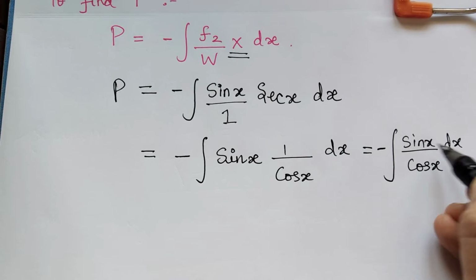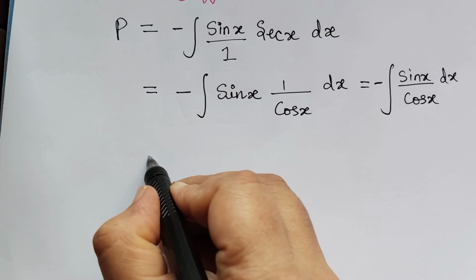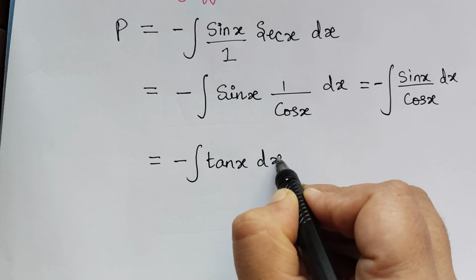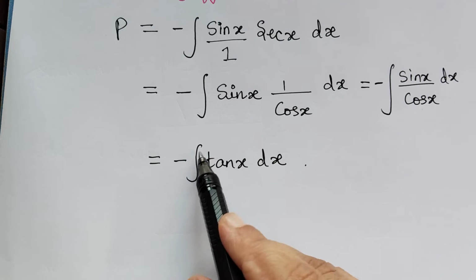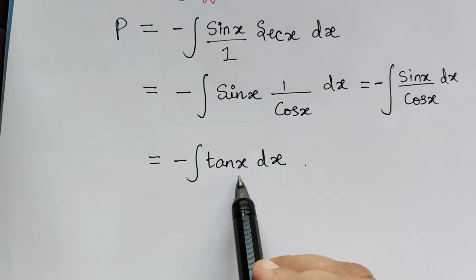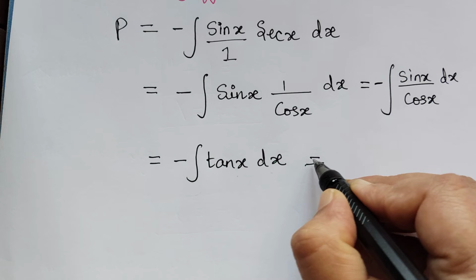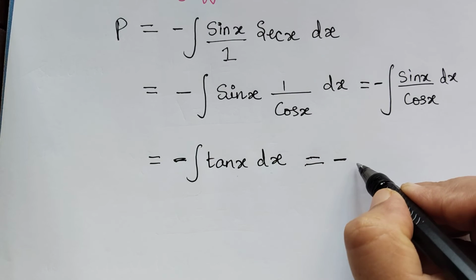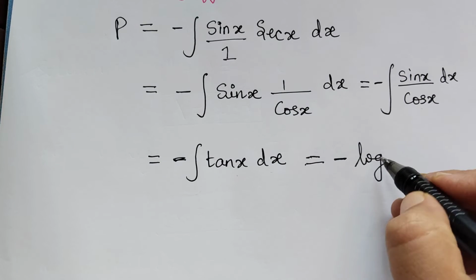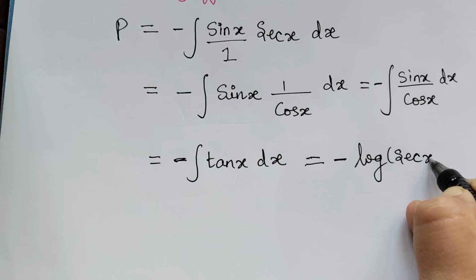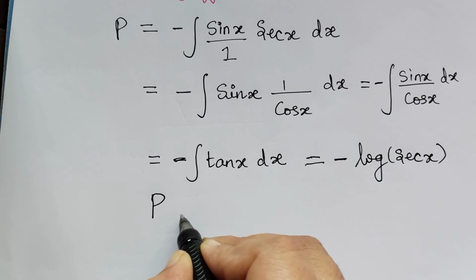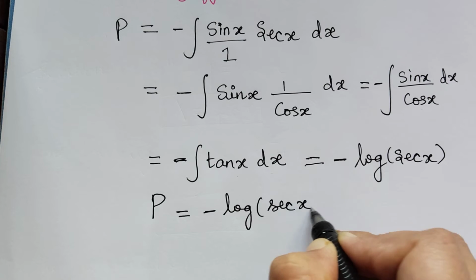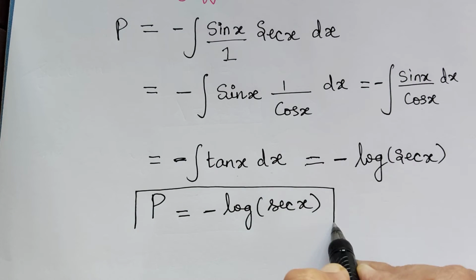But what is sin x by cos x? It is tan x. So that's equal to minus integral tan x dx. By the formula of integration, integral tan x dx is log of secant x. And so this will be equal to, we have this minus sign, so let me write that. So minus log of secant x. So therefore we have obtained the value of P to be equal to minus log of secant x. So we can write it.